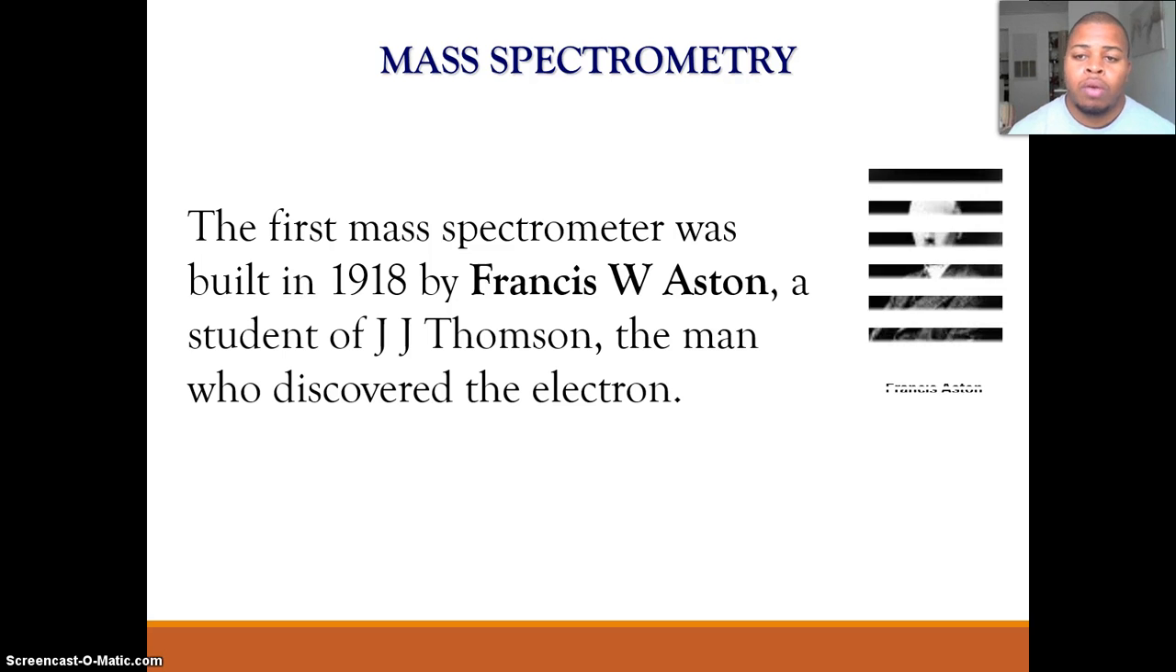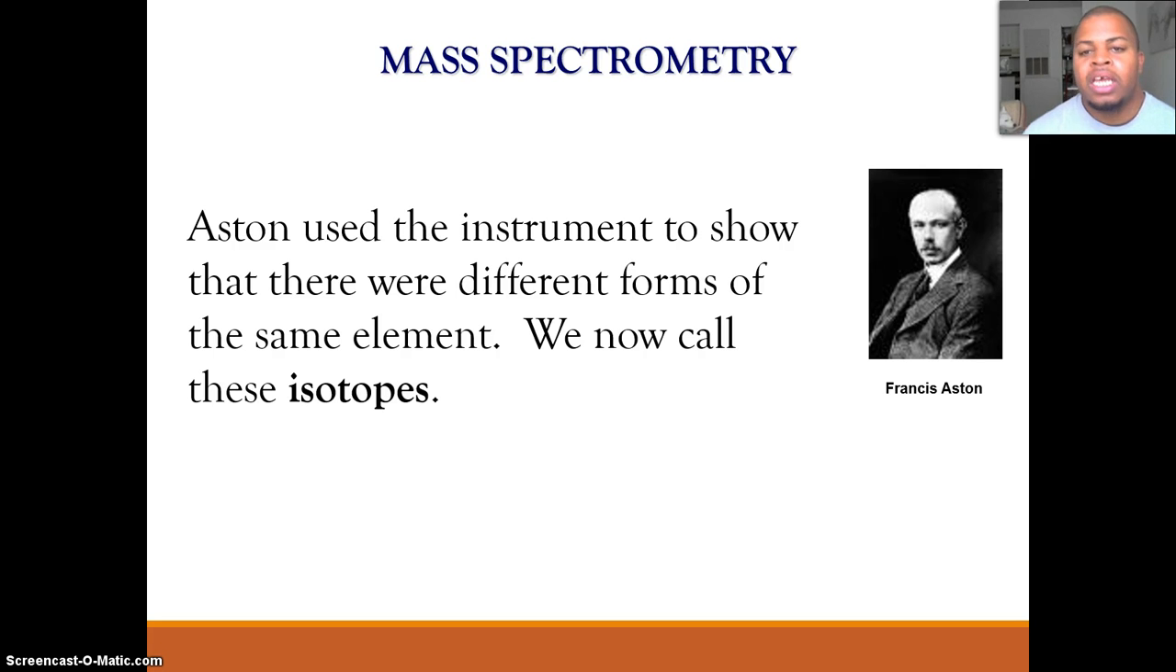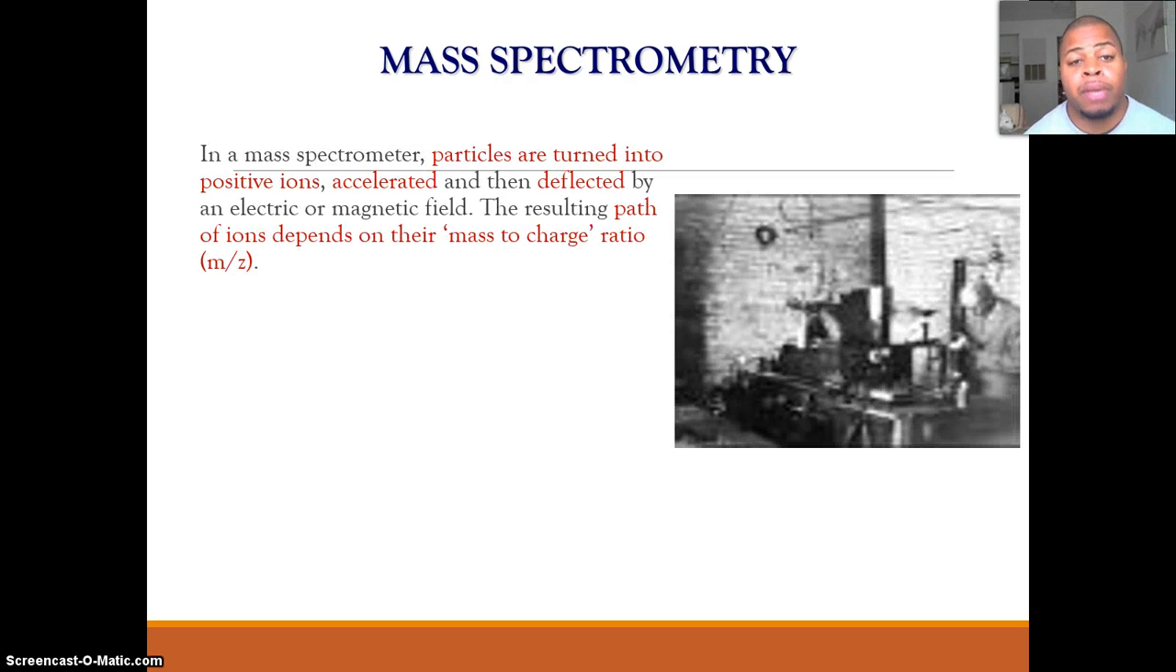Now, where do we get this idea from? The first mass spectrometer was built in 1918 by a man named Francis Aston. Now, we talked about J.J. Thomson. This man was a student of his. Now, what was he actually looking at? He started to find out the idea that we have these things called isotopes, which we talked about in the previous video, and how we could actually separate them out.